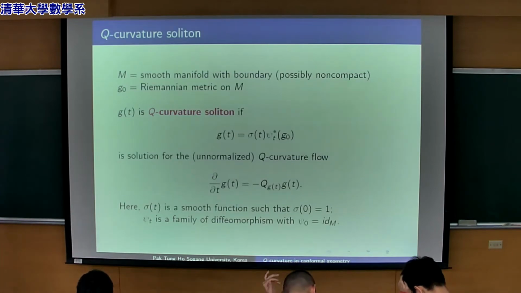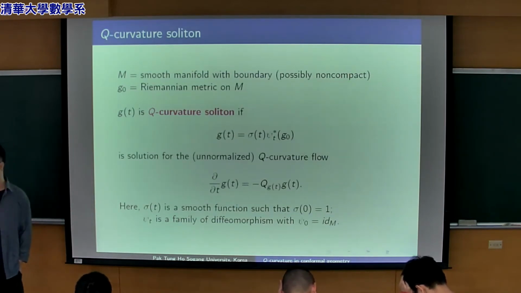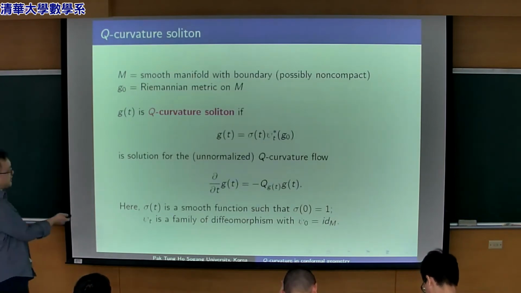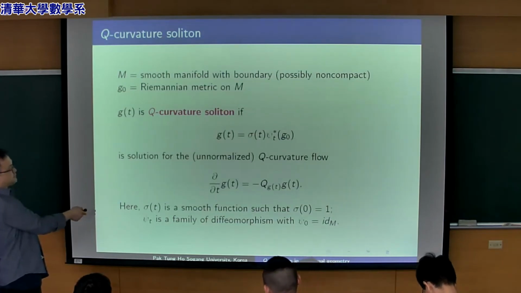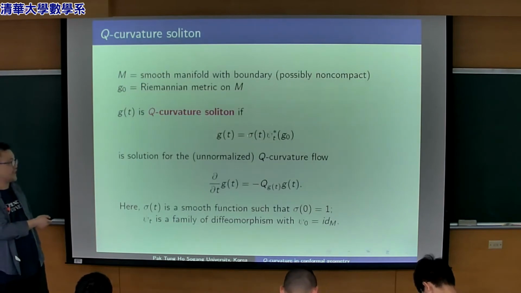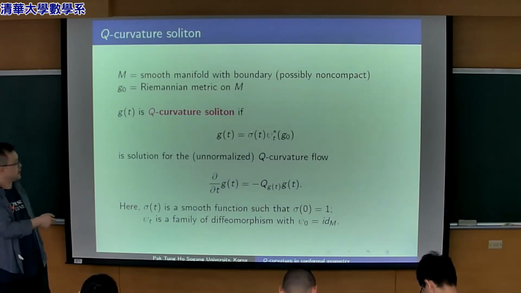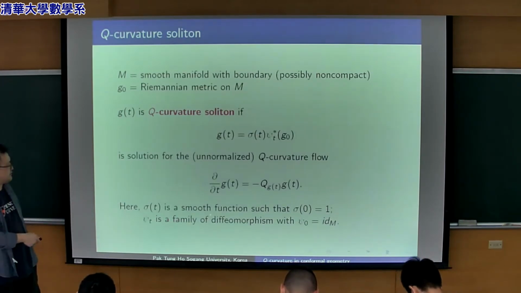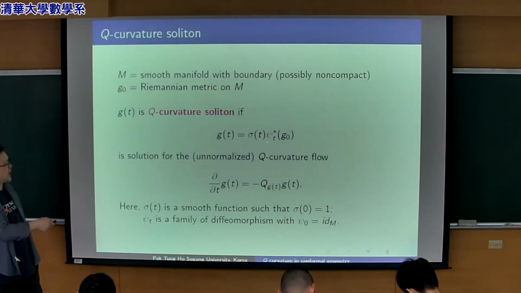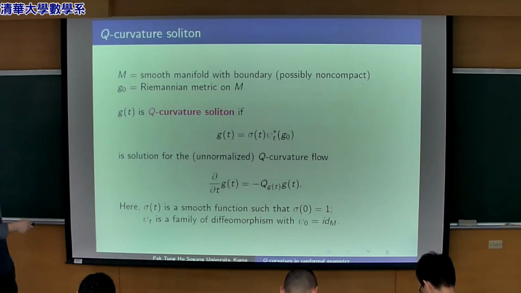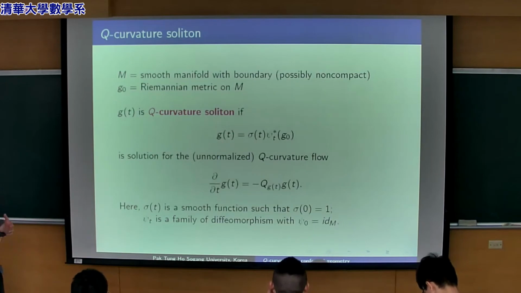Sometimes we call a soliton a self-similar solution of the flow. Why? Because of this equation. It is self-similar in this sense: first, you rescale the metric by sigma_t, some constant, and at the same time it is the pullback of the initial metric. The shape is very similar to the initial metric. So this is the general idea of a soliton.